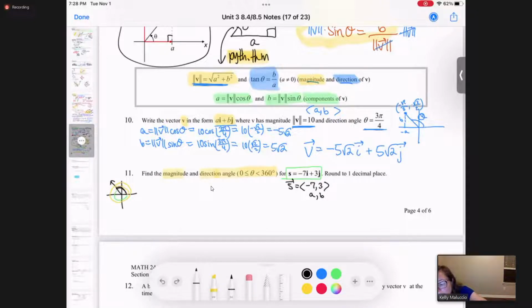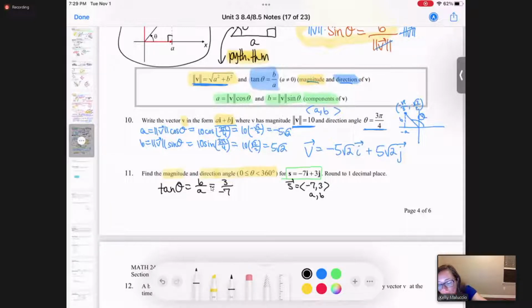So in this case, I'm going to start by saying tangent theta is B over A, which should be 3 over negative 7. So tangent of theta is negative 3/7, which means that we want to find the inverse. Okay, let me erase this because we'll have to think about this.